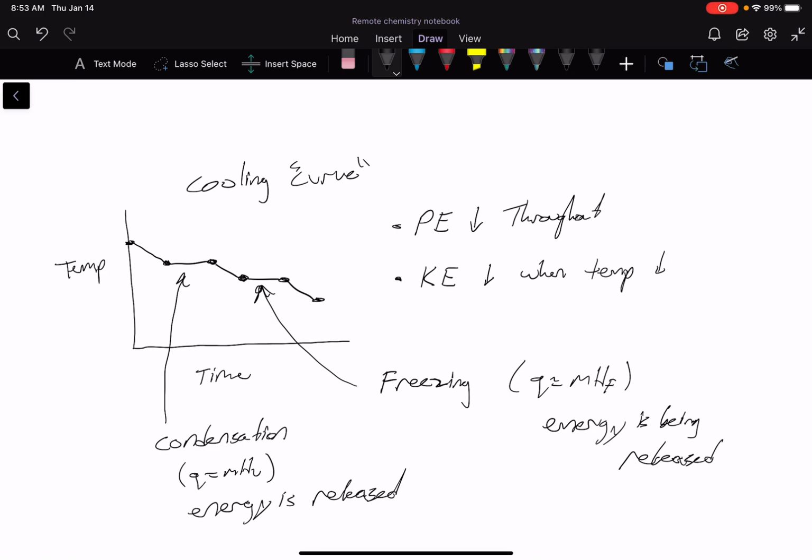You can also use these graphs to determine what the melting and boiling points will be. If this was actually labeled, you would be able to tell that, okay, if I just draw from this line over, I can tell what my boiling point is or my condensation point. And then if I draw from that plateau over, I can tell what the freezing point will be. And so that's how you read heating and cooling curves.